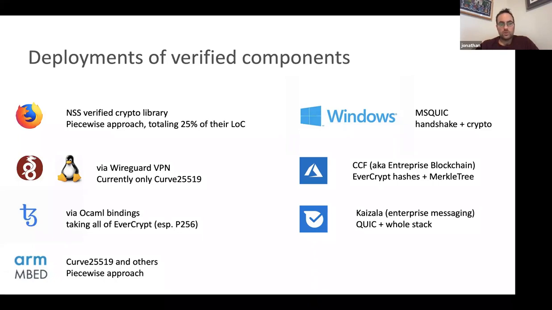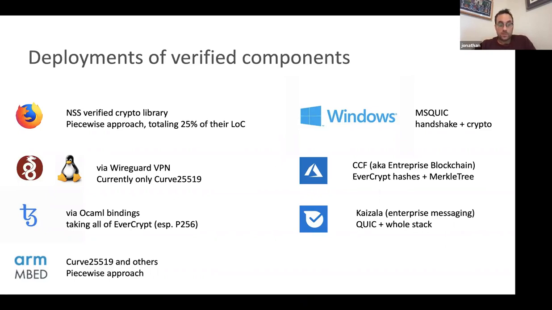There's a blockchain that seems quite popular these days called Tezos, and they also are using a large amount of crypto primitives from our code through their OCaml bindings. So now we have a C library, and then we have OCaml bindings on top of it to make it easy for people to get fast crypto, but still call it from their favorite language.